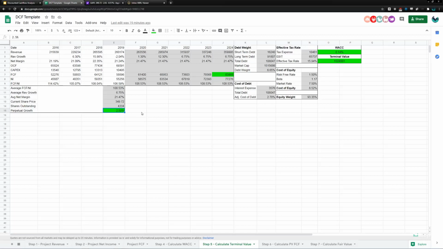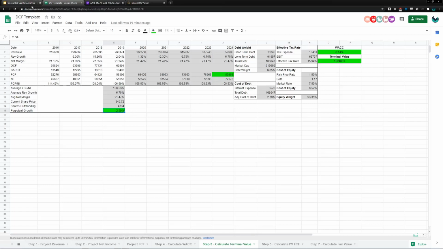This can be more aggressive if you want a more aggressive valuation, but usually, if you're a more conservative person, you want to keep this perpetual growth rate pretty low, because if you say that Apple's perpetual growth rate is going to be 10%, you're basically saying that Apple is going to become more valuable than the entire world economy, which is probably unrealistic. But that's what we're calculating here, the terminal value.